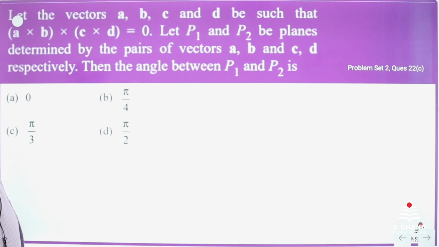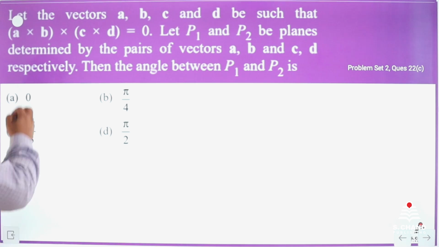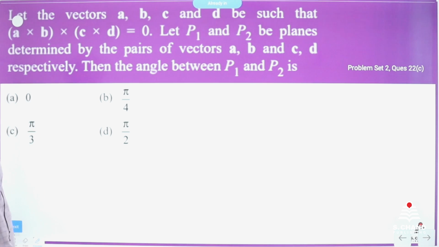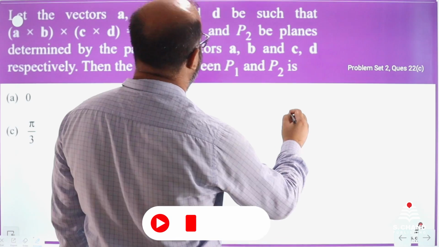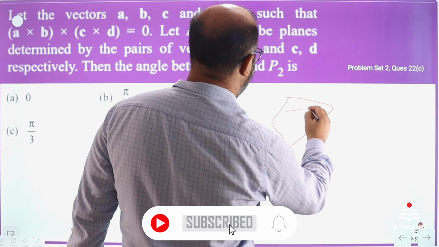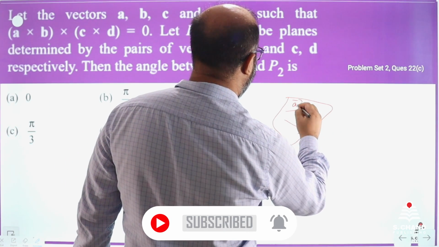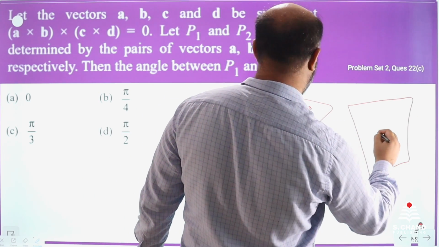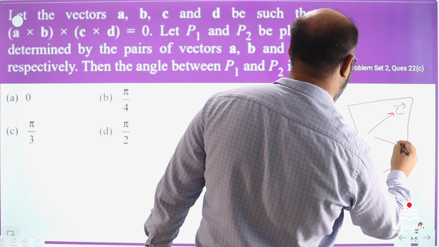Let the vectors a, b, c and d be such that (a cross b) cross (c cross d) is equal to 0. Let P1 and P2 be planes determined by the pairs of vectors a, b and c, d respectively, then the angle between P1 and P2 is. So it is said there is a plane which is determined by vector a and vector b. Then another plane is there which is determined by vector c and vector d.